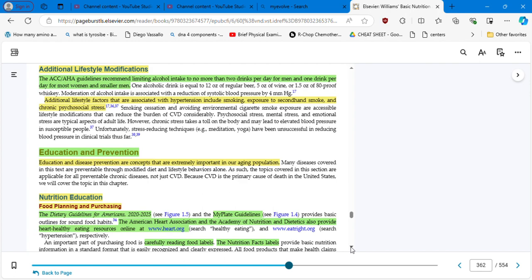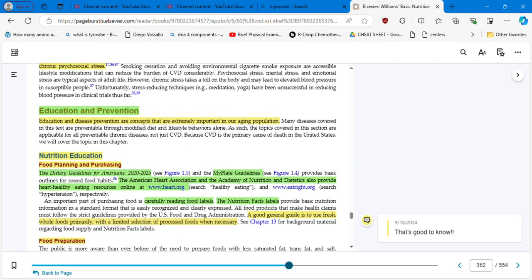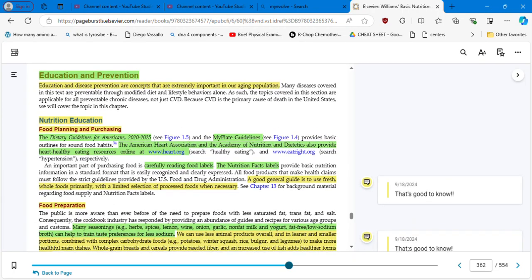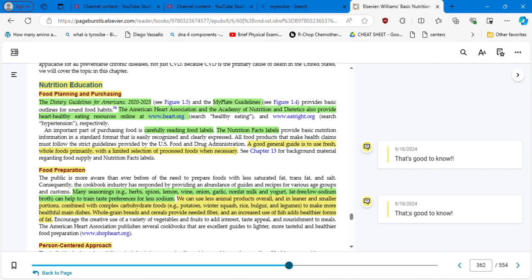So it is good to start practicing and preparing whole foods and bringing all your meals to the shift. Educational prevention, nutritional education, food planning, that's what I'm talking about, and purchasing, right? Not only for the patients, but also for you. You have different sources. You have MyPlate Guidelines, which is great. And there is a website here. You have the American Heart Association and the Academy of Nutrition and Dietetics also provide heart healthy eating resources. Read the food labels, please. Read the food labels. That's the beginning of everything.